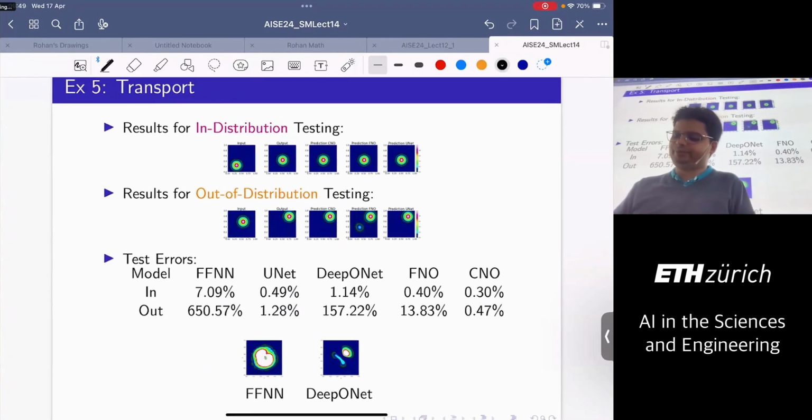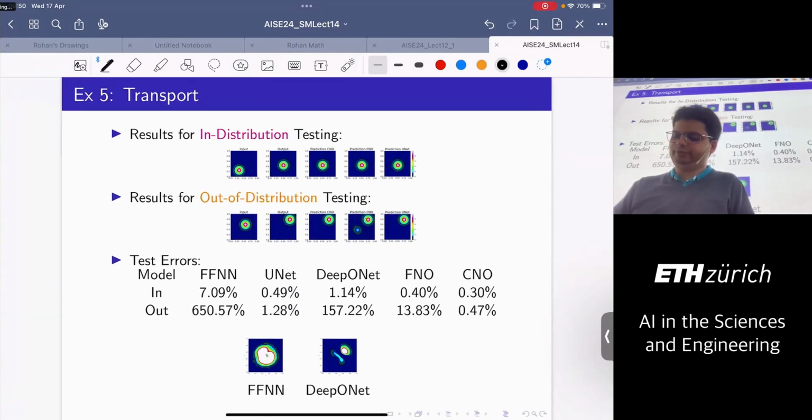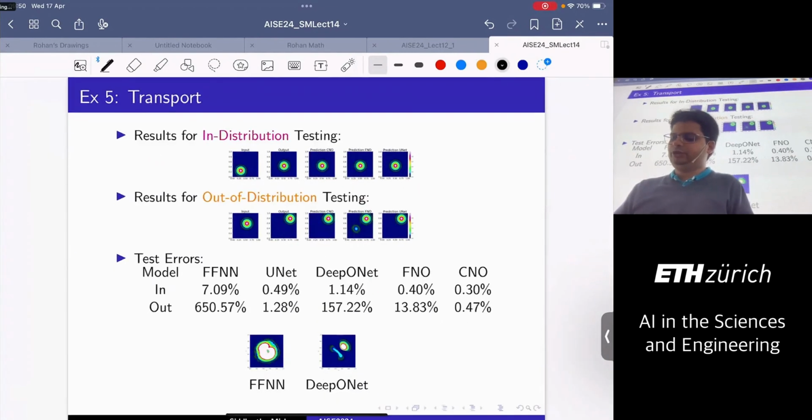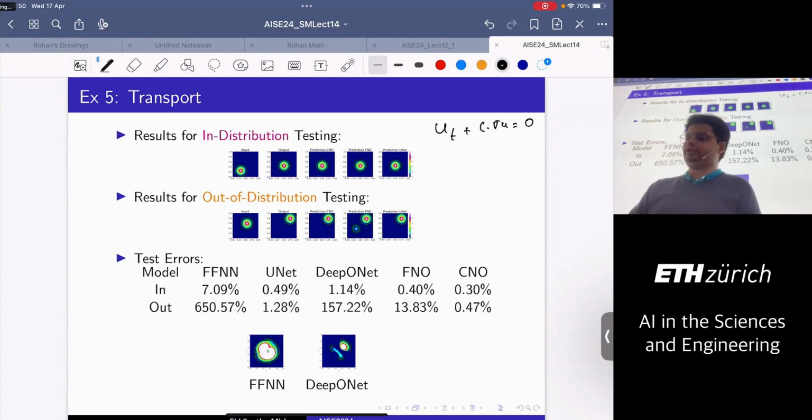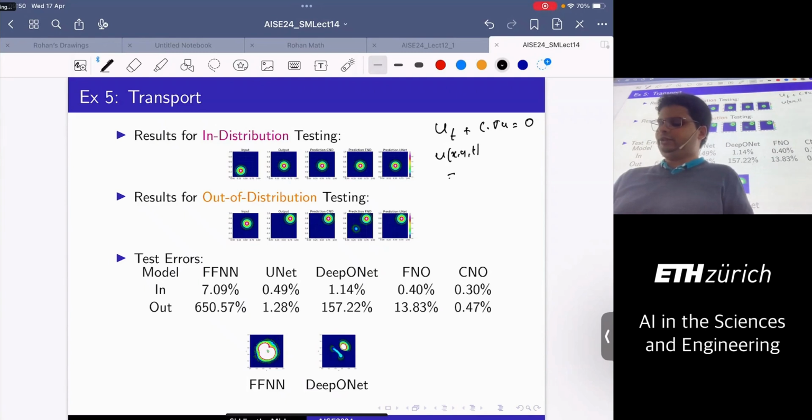So this is a very, very simple problem, transport equation, okay? And what does the transport equation do? So the transport equation is essentially u_t plus c dot grad u equal to 0 in 2D. So all the tests are in 2D. c is a vector now, c1, c2. And then your solution, u of x, y, t, is equal to u naught of x minus c1 t, y minus c2 t. So a very, very simple problem.